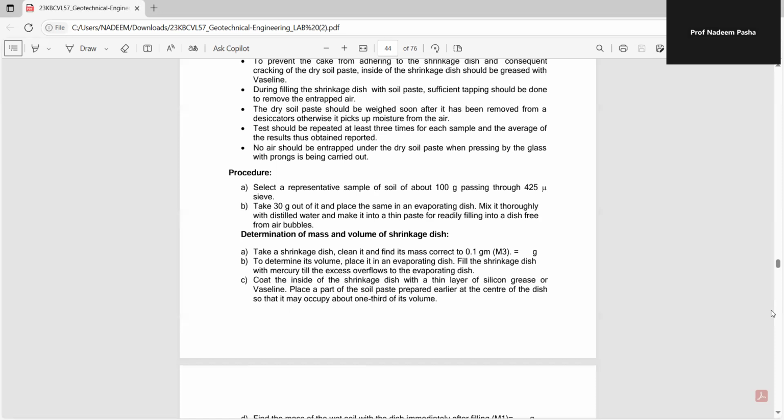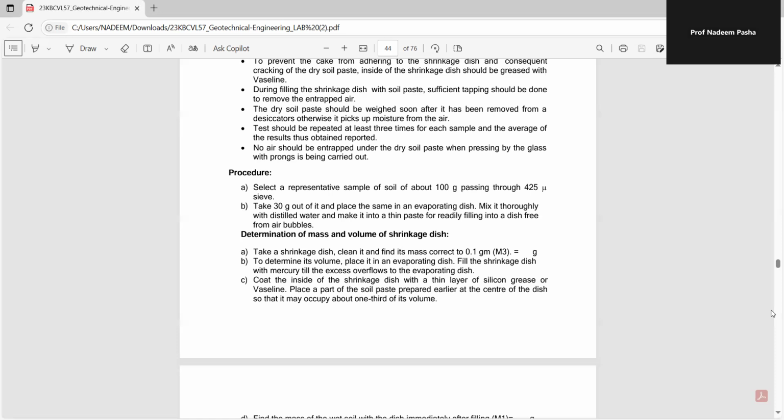Procedure. So what is the procedure? In the first step, select a representative sample of soil of about 100 grams, passing through a 425 micron sieve. After that, take 30 grams out of it and place it in an evaporating dish. Mix it thoroughly with distilled water and make it into a thin paste for readily filling into a dish, free from air bubbles.